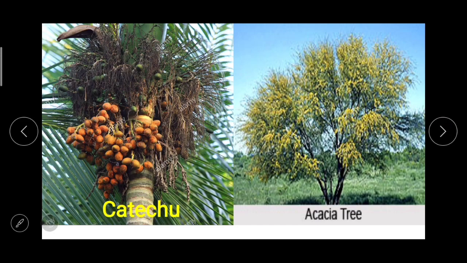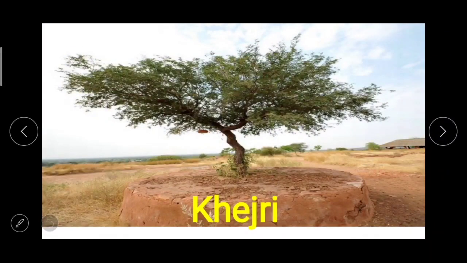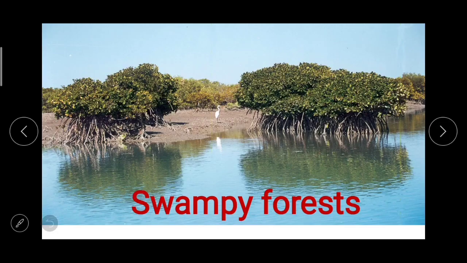Here more images you can see of the plants. This one, then this tree, khedri, swampy forests. One more thing, in the exercise which is given, that on the basis of the information given in the chapter, figures and maps complete the table below.